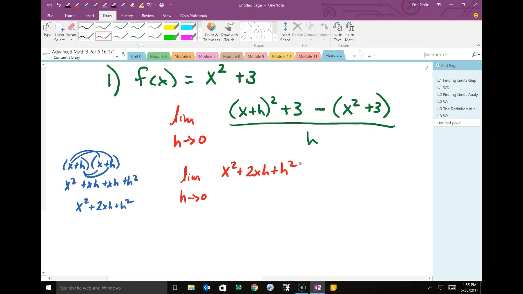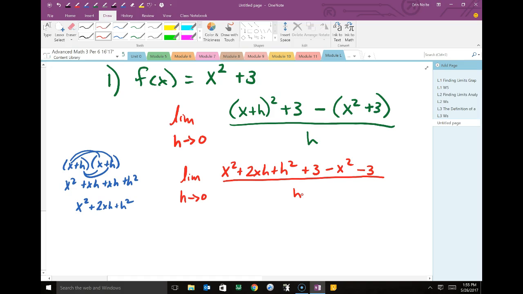Then what goes after that? Plus 3. Then I have to distribute the negative, and this is where people make mistakes, distributing that negative. Minus x squared minus 3, there we go, all over h.